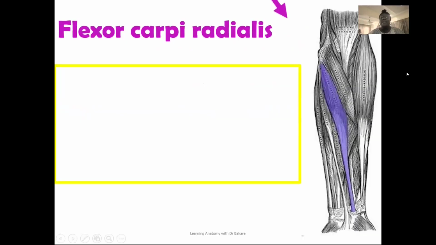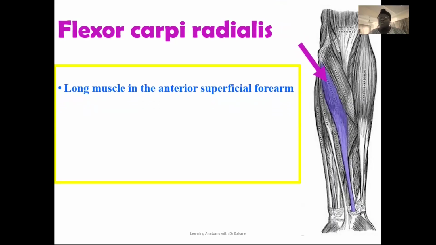The Flexor Carpi Radialis is what is indicated at this point. This muscle is a long muscle that is located in the anterior compartment of the forearm, and it is specifically located in the superficial layer.